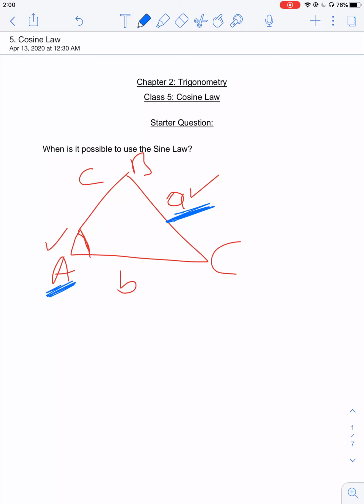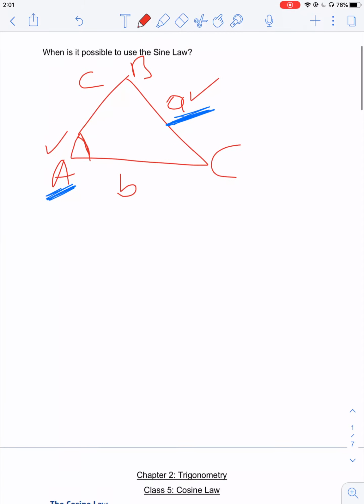I guess a better question is when will sine law not work? I'm going to give you a situation where the sine law will fail you. There are actually two situations where the sine law will fail you, and that's when you'll have to use cosine law. If you have a triangle, for example, that looks like this, and let's say you know the length of this side. So let's say this is 3, this is 4, and this is 6.